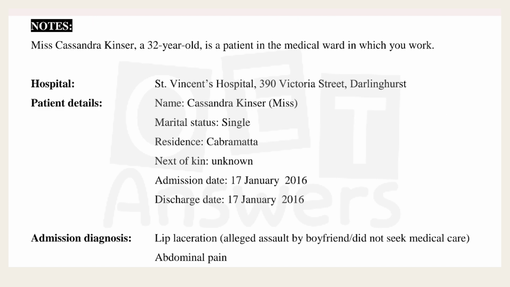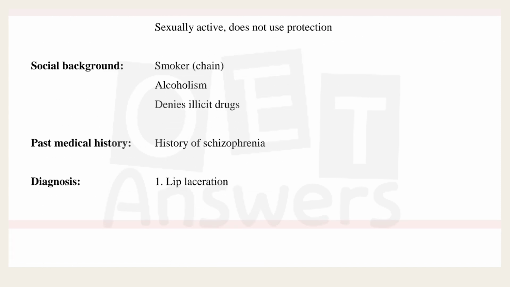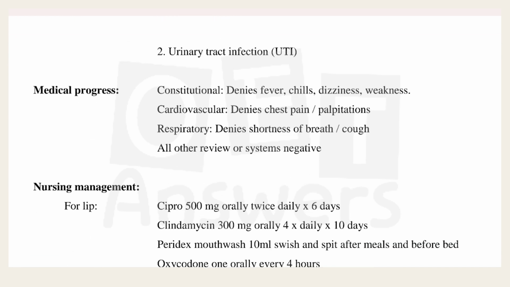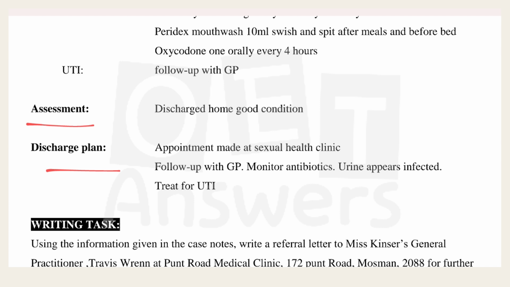Then come back to the remaining details. Just grab the remaining information. You can see the hospital information and the patient details. In the patient details, the patient's personal details are given along with the admission date and discharge date, and you can see both dates are the same. In the admission, what happened, what was the patient's problem, and how was the patient treated? Everything is given: social background, past medical history, diagnosis, the patient's medical progress, nursing management, and finally assessment including the discharge plan. Everything is given clearly, so you have to categorize the information and write it properly, right?